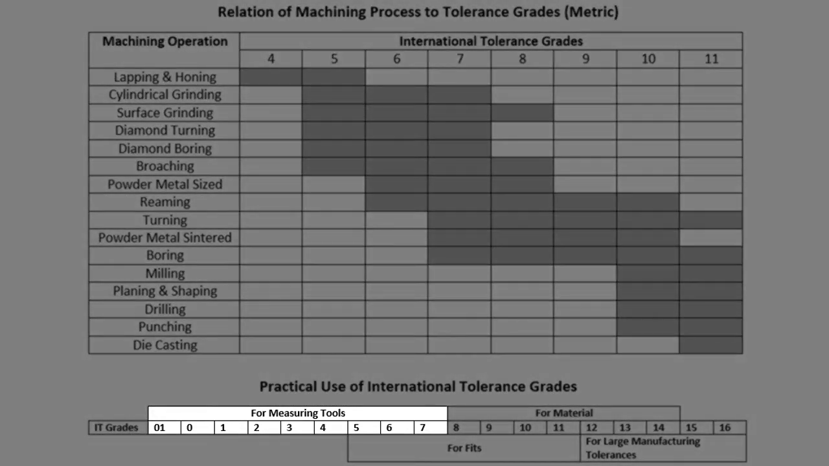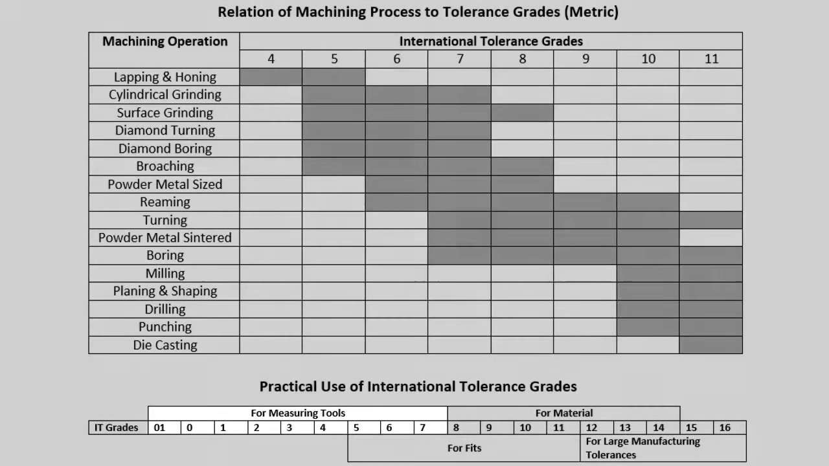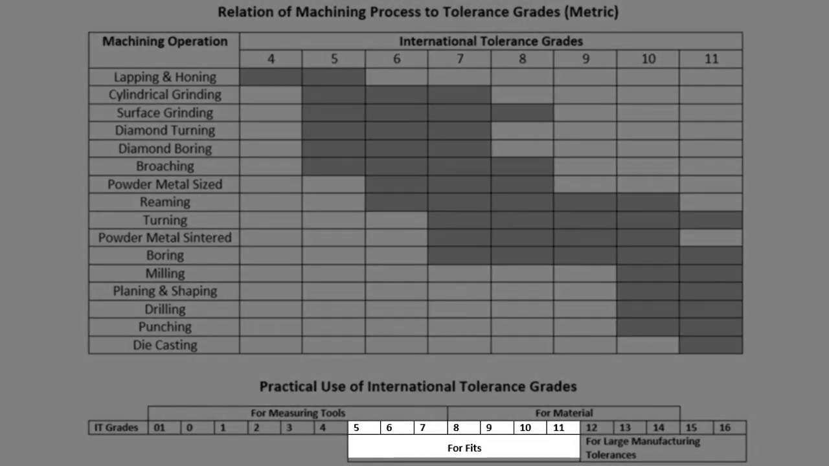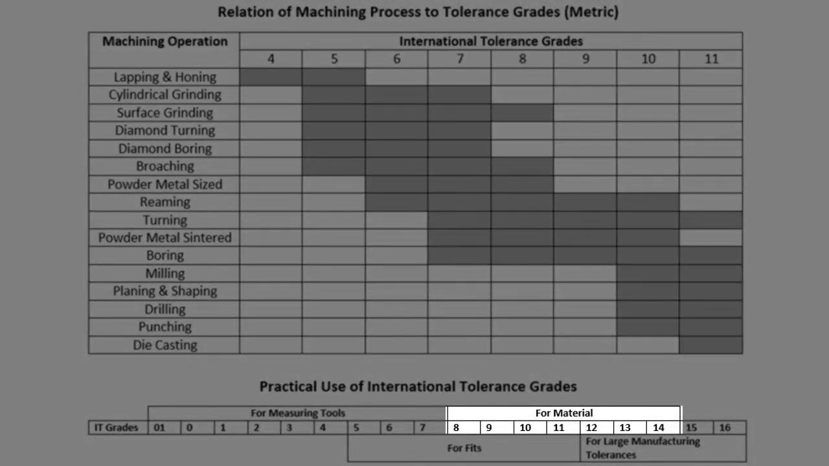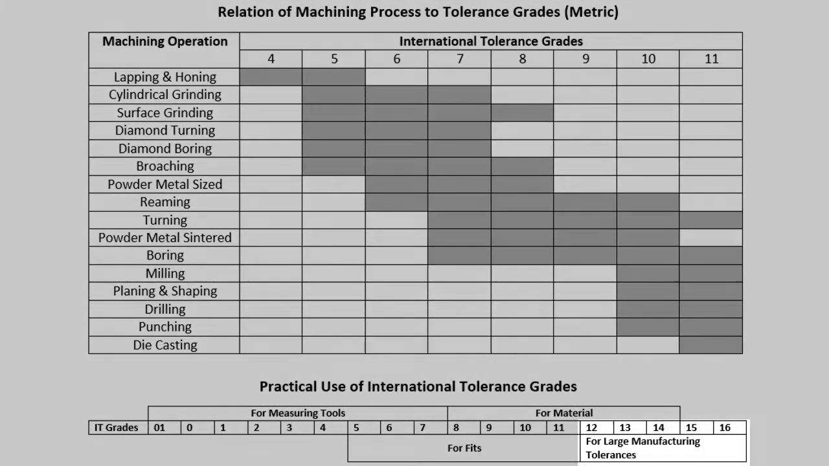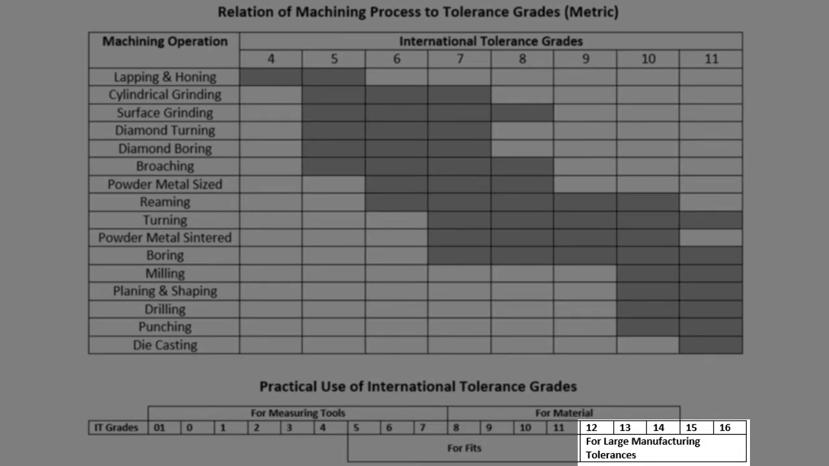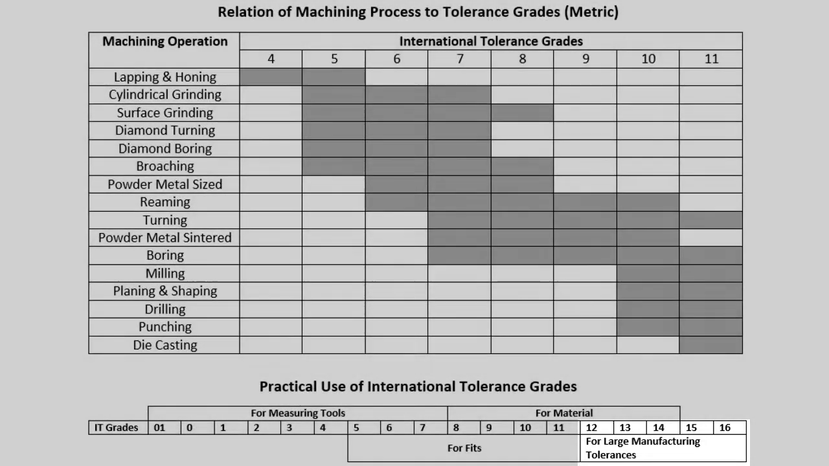The lower chart shows that the tolerance grades 01 through to 7 are used for measuring tools, grades 5 through to 11 are for parts which fit together, grades 8 to 14 are for raw material production, and grades 12 to 16 are typically for larger manufacturing tolerances.